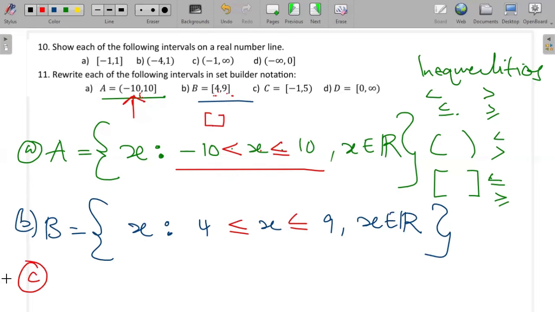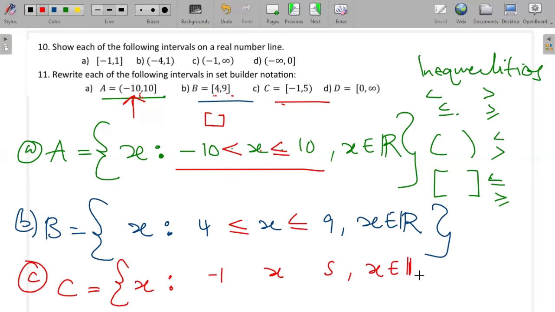What about C? Look at it here. We have a square bracket at the beginning and then a curved one at the end. So we're going to say C is the set of all the x's such that minus 1, x, and then 5, but this x is always a real number. Here the minus 1 is included, so x is greater than or equal to minus 1, but the 5 is not, so x should be less than 5, like that. So that's how we can turn this interval into set builder notation.